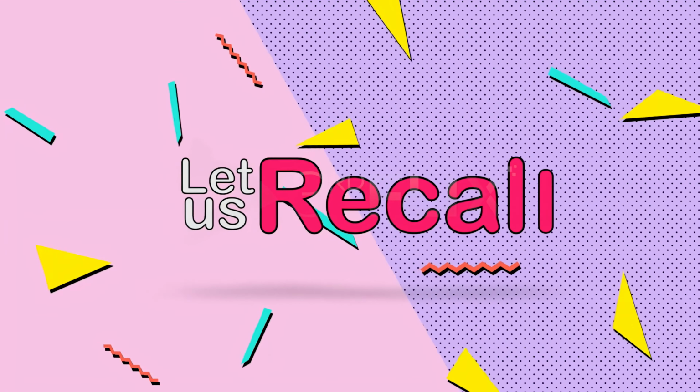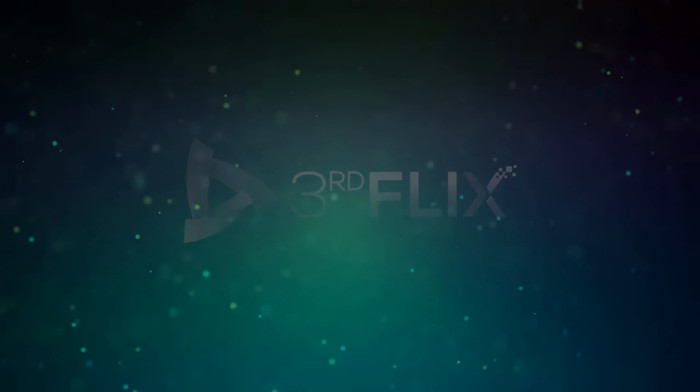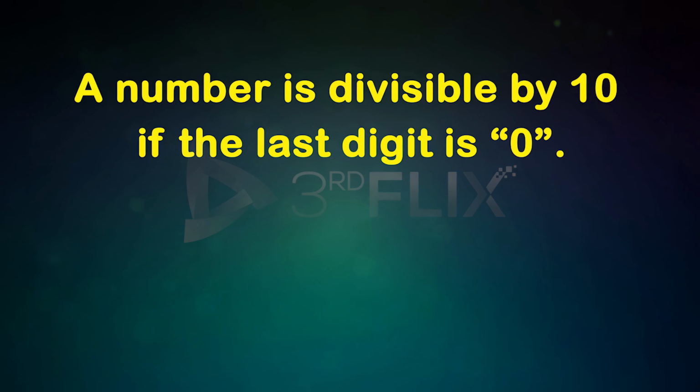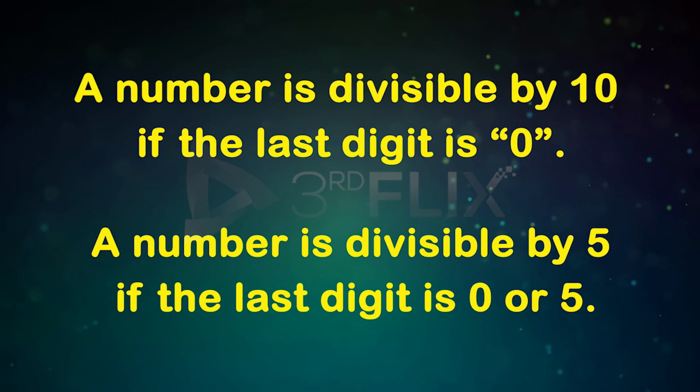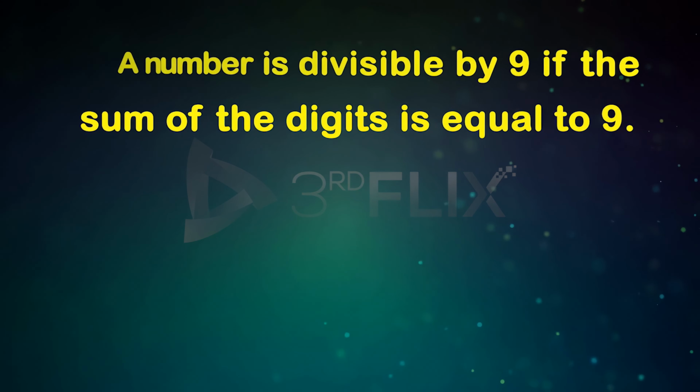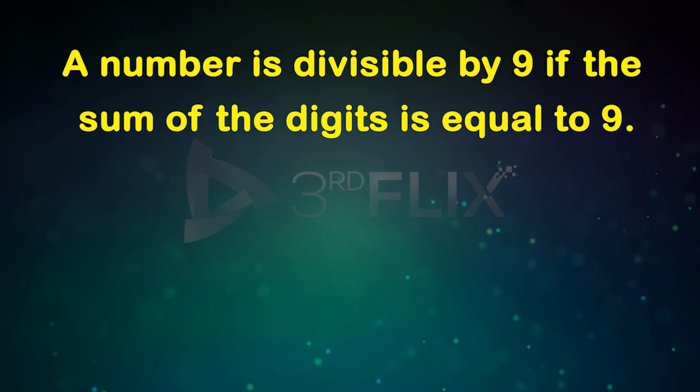Let us recall. A number is divisible by 10 if the last digit is 0. A number is divisible by 5 if the last digit is 0 or 5. A number is divisible by 9 if the sum of the digits is divisible by 9.